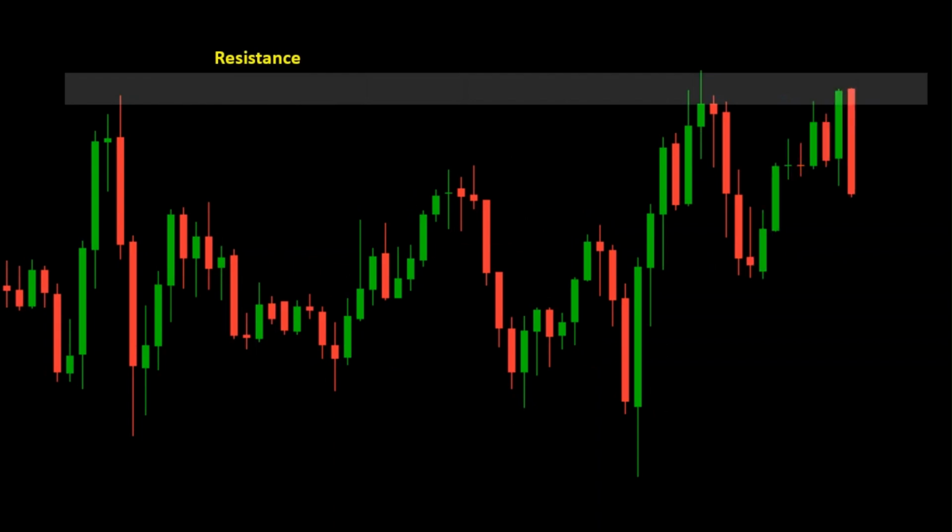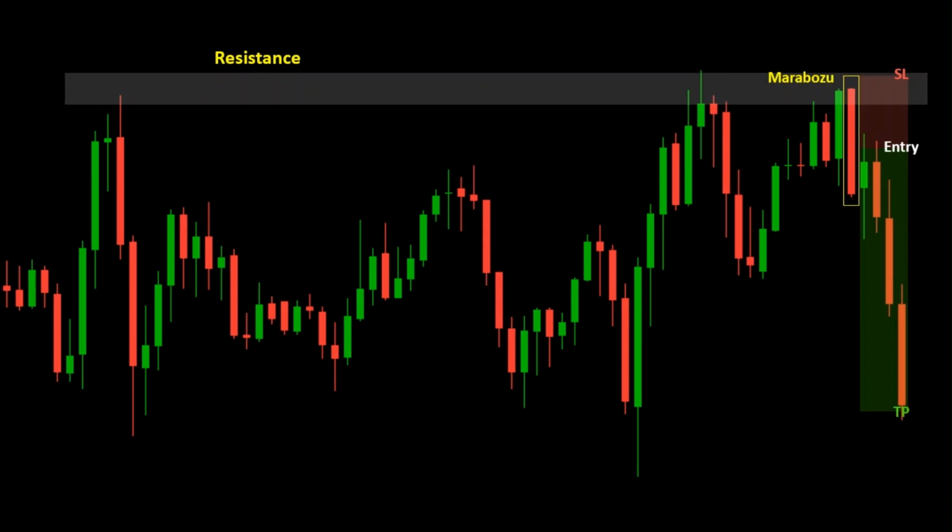In this case, we can see a bearish Marubozu candle forming at a key resistance zone, a strong indication of seller dominance and potential reversal. However, since the Marubozu candle is relatively large, entering a trade immediately might result in a poor risk-to-reward ratio. Therefore, we wait for a slight retracement on the next candle to secure a more favorable entry for a sell position. Place the stop loss just above the high of the Marubozu candle to manage risk. Set the take profit at the next significant support level, aligning with the expected downward move.